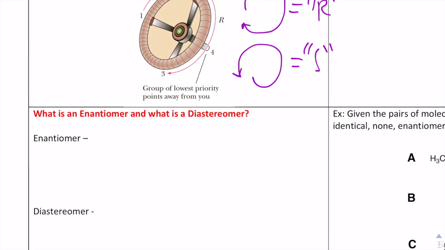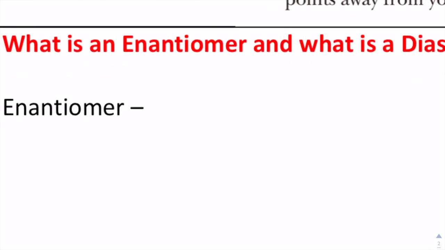Well, it's just a specific way to assign types of chiral centers, meaning that this clockwise orientation of priority is one specific orientation, and the counterclockwise priority is a different orientation. And that has specific consequences for the types of isomers that we can see between molecules. Okay, so what is an enantiomer? So let's just go over a couple of definitions.